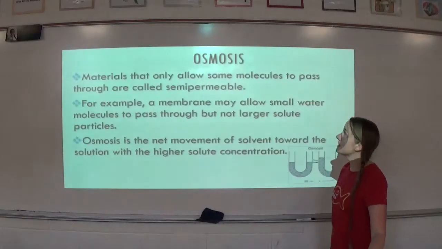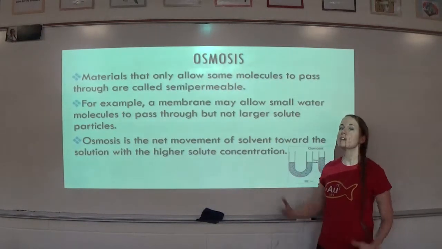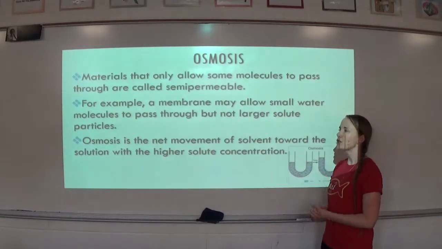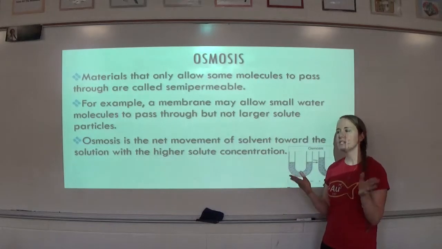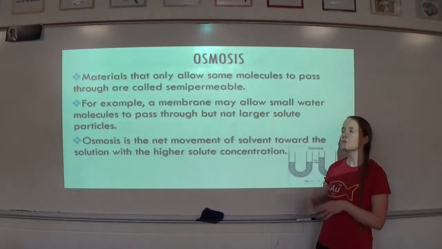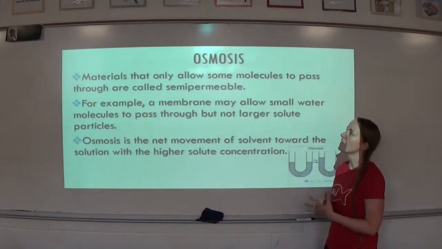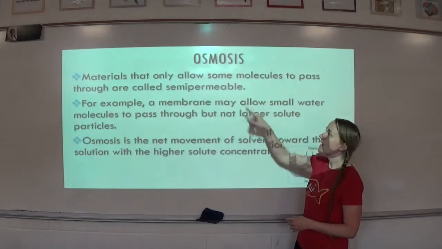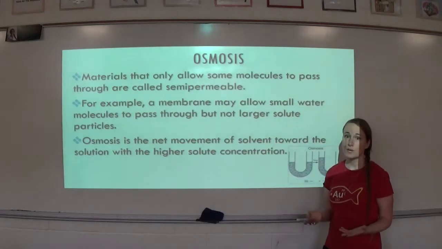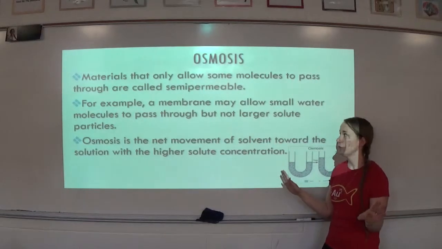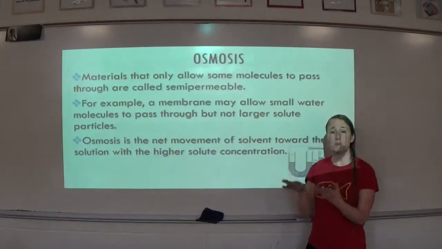All right, so the last thing we have to talk about before we look at how some questions will be worded is osmosis, just a little bit. There's a whole formula that you can use to calculate it, and I will do that in my AP videos, but for honors, we're just going to touch on what it is. Materials that only allow some molecules to pass through are called semi-permeable. Impermeable means nothing can pass through. Semi-permeable means some things can pass through.